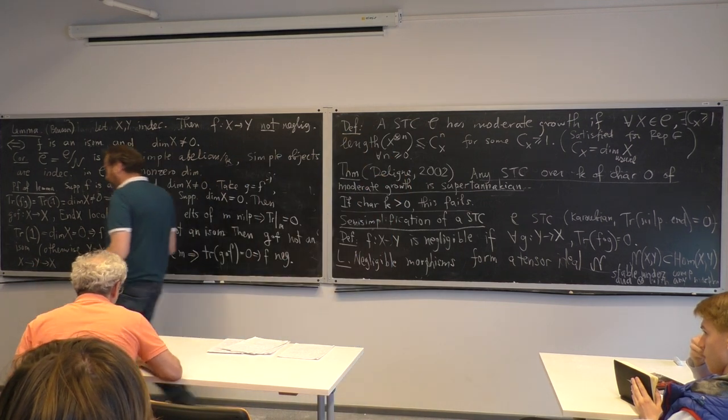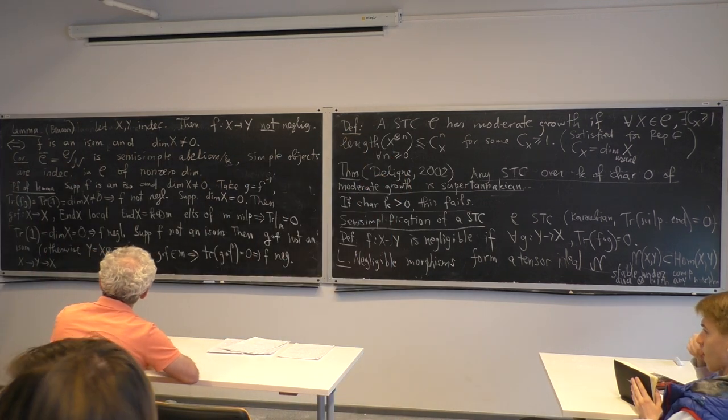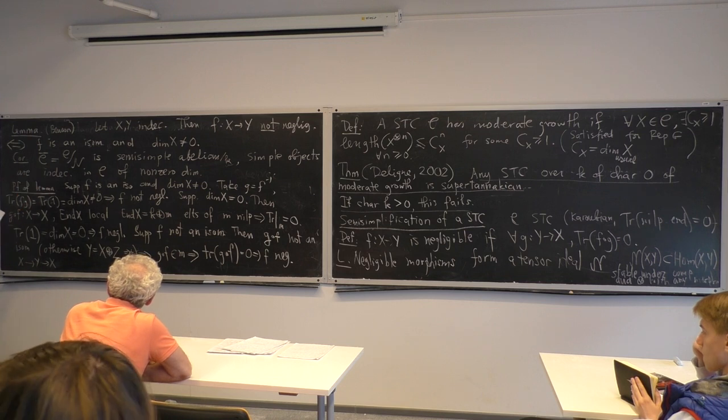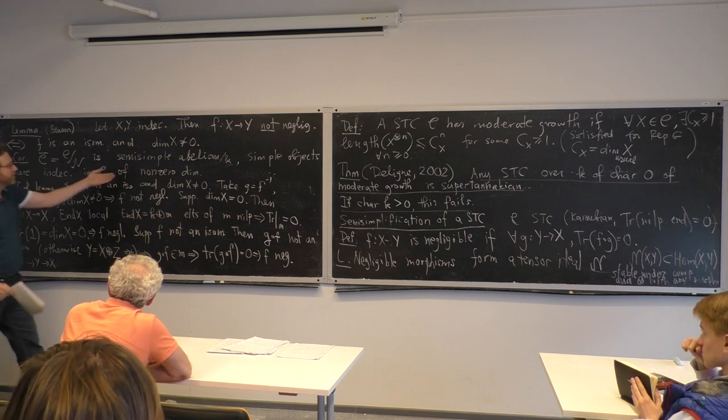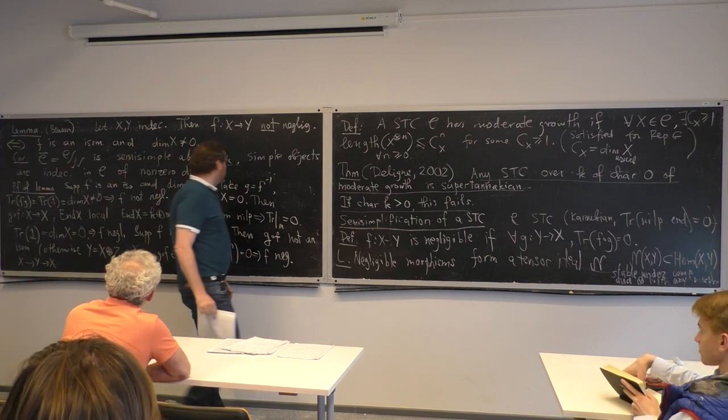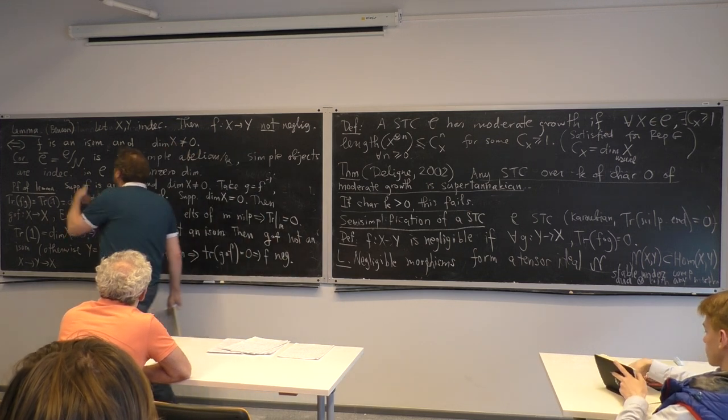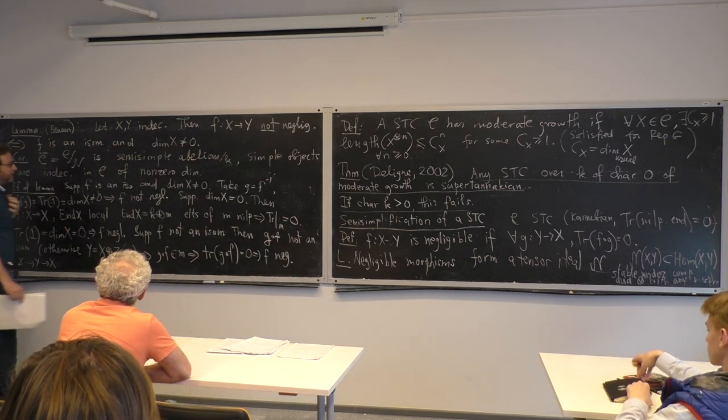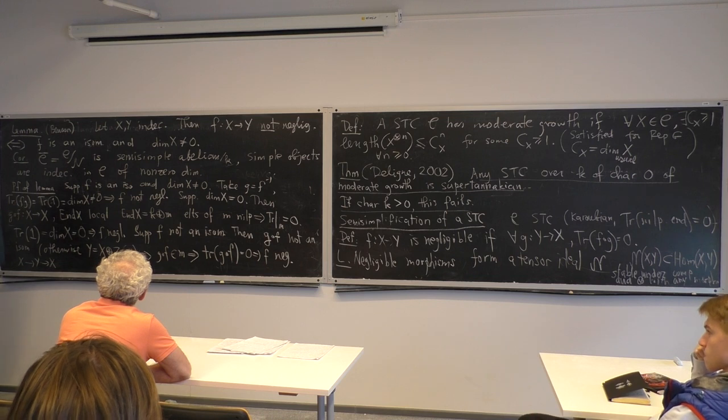Anyway, the corollary of this is that this category is semi-simple abelian, and simple objects are indecomposables of non-zero dimension. This follows immediately because of this lemma: by this semi-simplification procedure, we kind of force Schur's lemma.